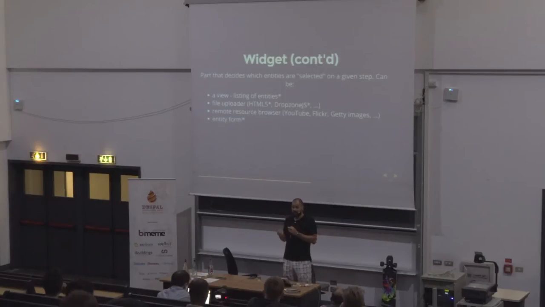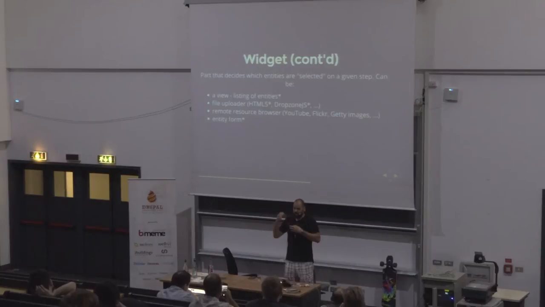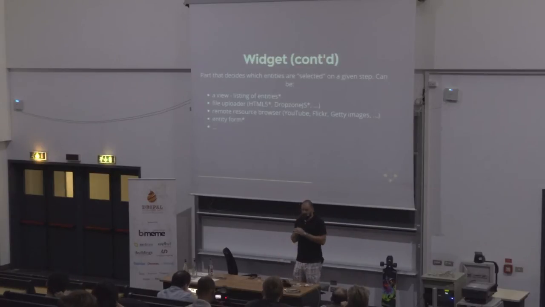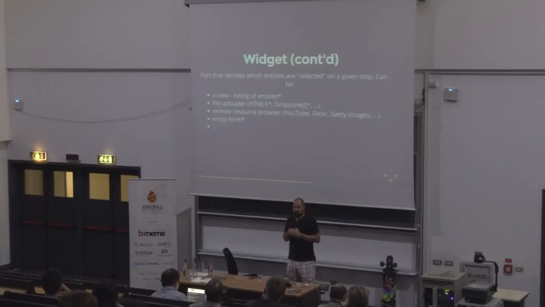Then it also can be an entity form. It's that last use case that I showed where you create an entity in the context of your main content. So basically what we do there is we display an entity form like any other, and once it's saved, then Entity Browser propagates that created entity back. And so on. Here, it's just your imagination that can limit you. Stuff that has a star next to it is already implemented. For example, remote resource browsers are not there, but it's definitely something that I think will appear at some point.